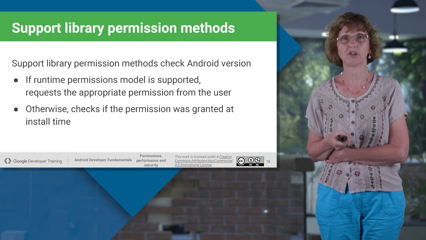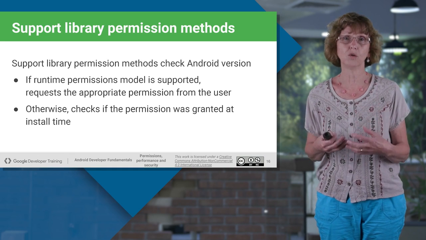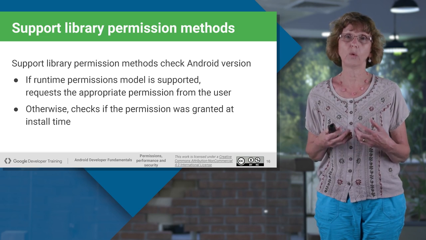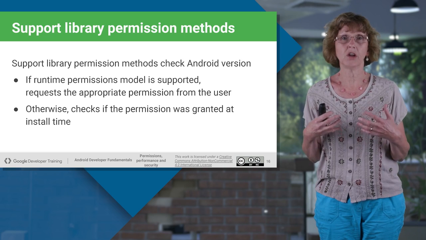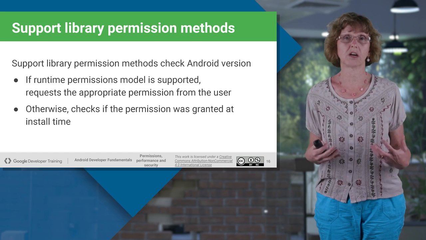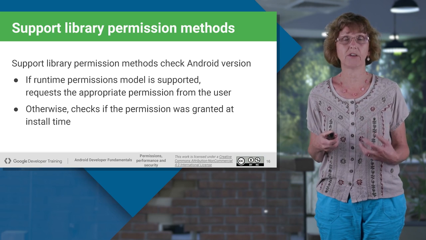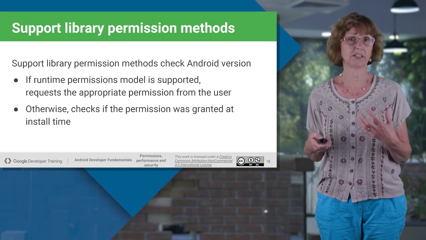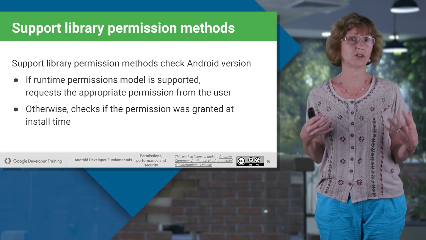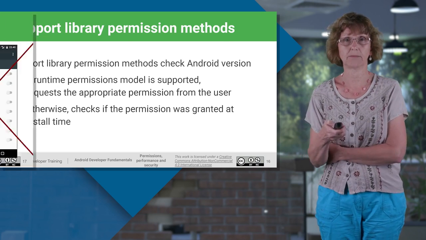And the reason it's better to use the support library methods is that they do the work for you of checking which version of Android is running on the device. Then Android knows to check whether the permission was granted at install time. So if you use the support library rather than the framework methods, you don't have to worry about writing conditional code, checking which version of Android you're running on. So just use the permission methods in the support library.